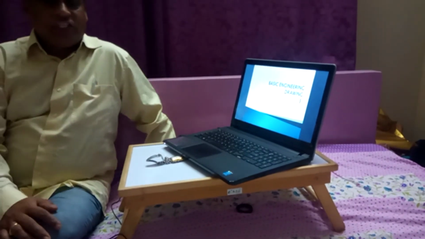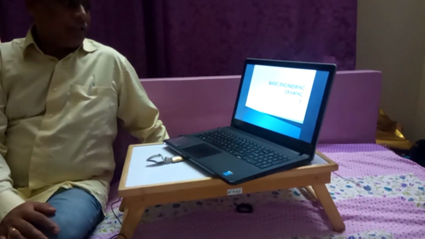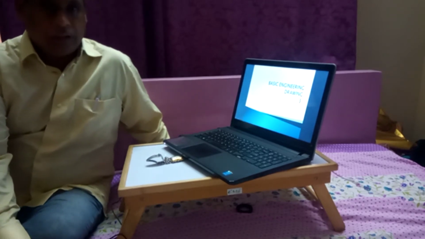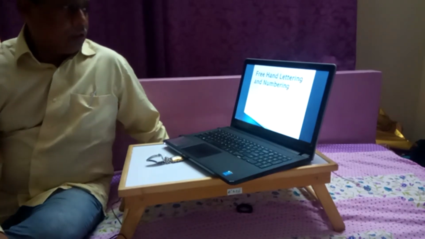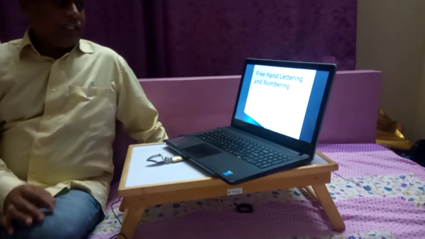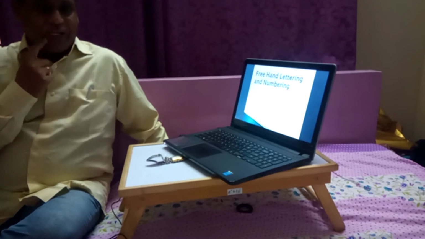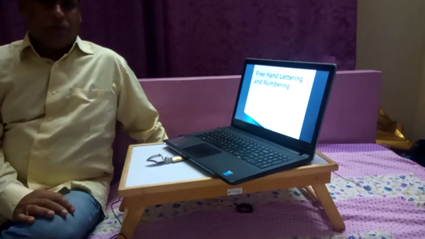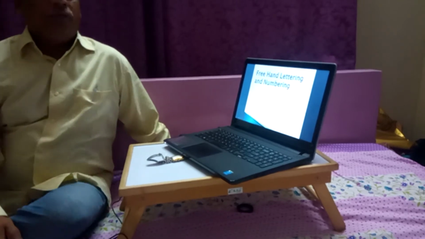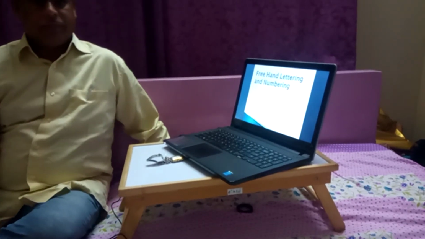Today, in this session, I am going to deal with basic engineering drawing. In this basic engineering drawing, we will be dealing with freehand lettering and numbering in the first half of the session. So, what is freehand lettering and numbering?